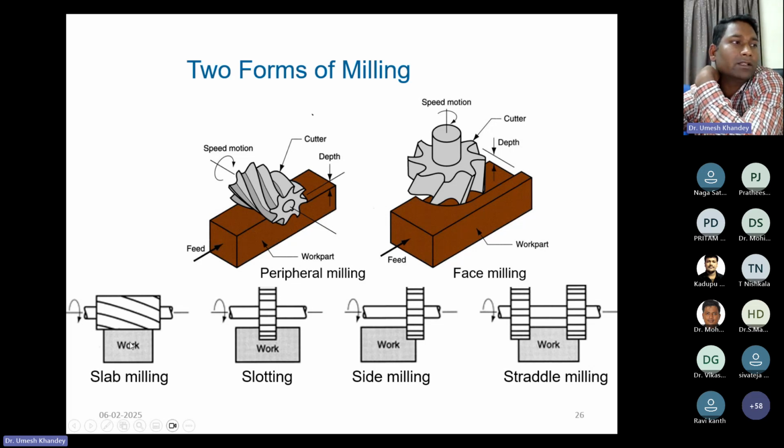If it is covering the entire slab, slotting: if you want to cut a slot, the size and shape of the cutter should be such that it gives a narrow path on your workpiece after cutting. Then side milling, with the cutting edges on the side of the cutter, and straddle milling, where both sides are cut simultaneously.